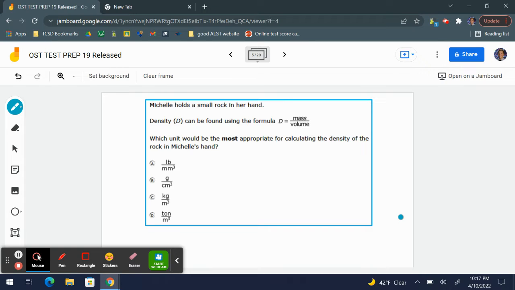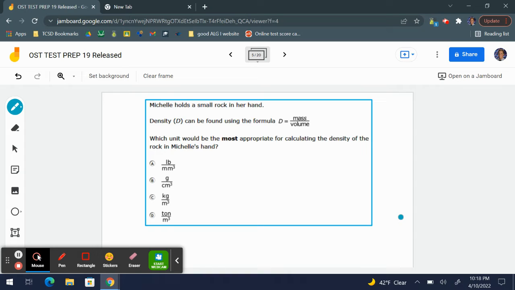Look alive. Here comes number 5 for the 2019 OST state release question. This one is a bit of a reading question. Okay. Michelle holds a small rock in her hand. So, context clue: Michelle holds a small rock in hand. Density, D, can be found using the formula D equals mass divided by volume. Which unit would be the most appropriate for calculating the density of the rock in Michelle's hand?